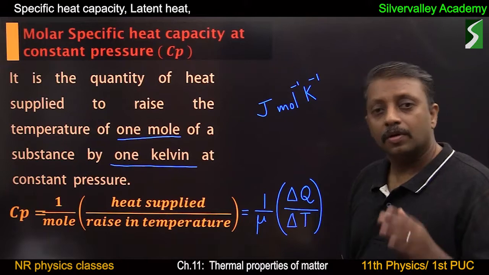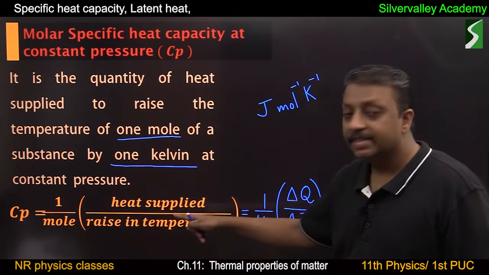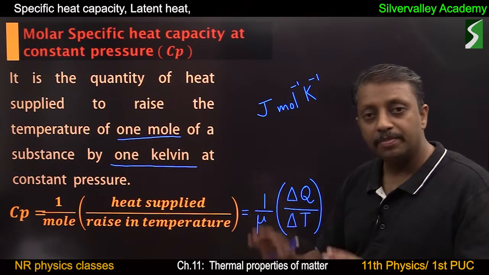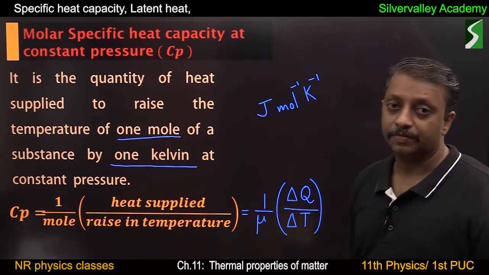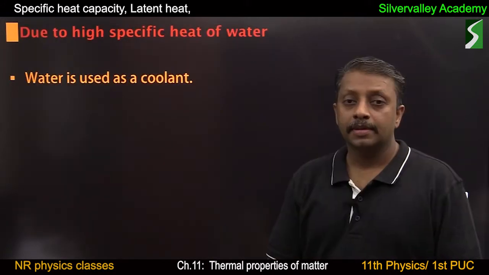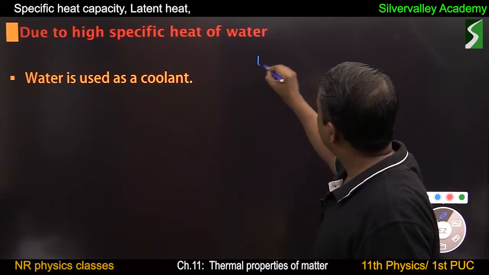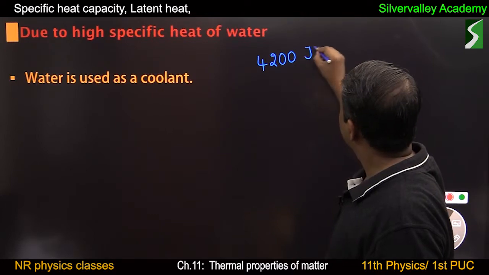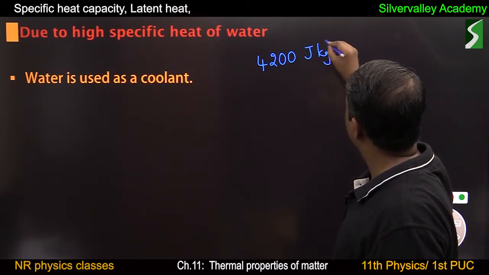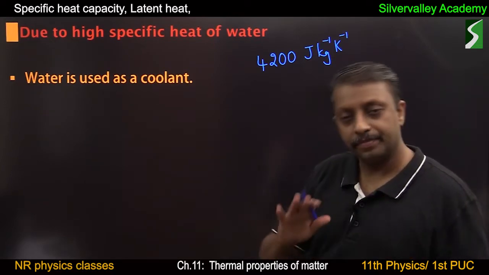In the next chapter on the kinetic theory of gases, you are going to learn more about Cp and Cv. For the time being, this is enough: only statement, equation and SI unit. Specific heat capacity of water is about 4200 joule per kg per Kelvin. I said about, that's enough.